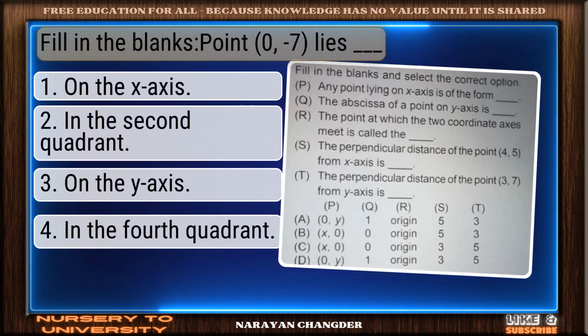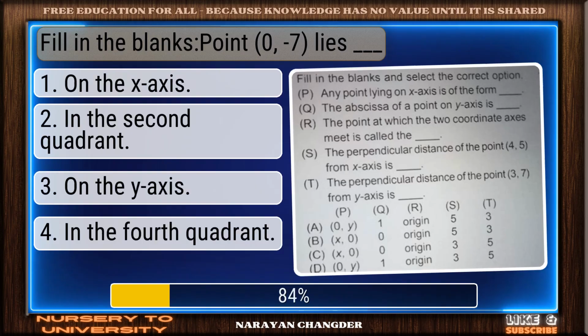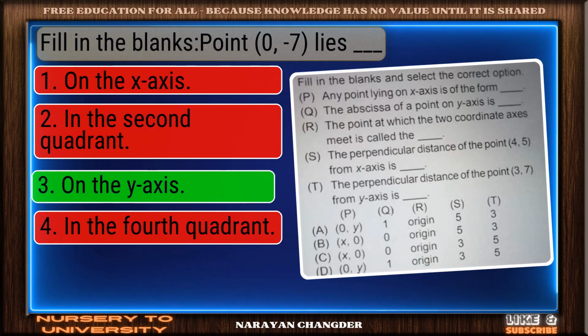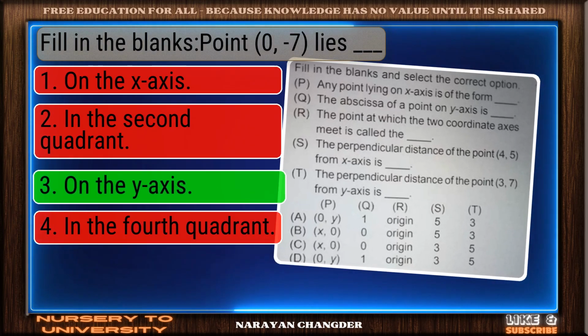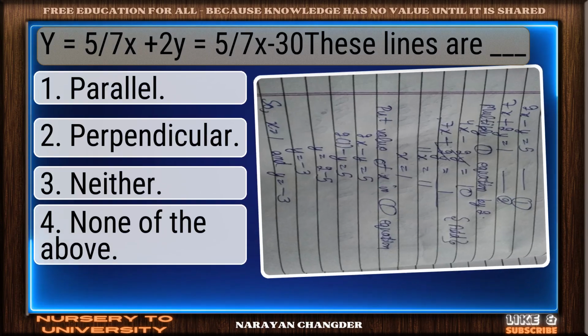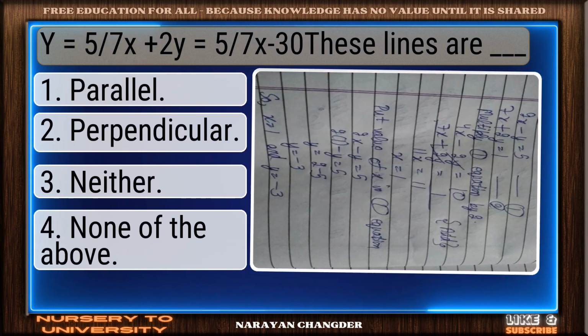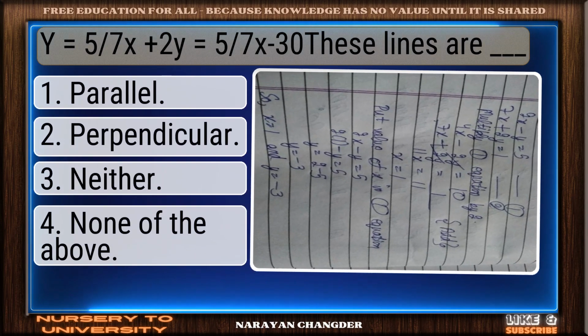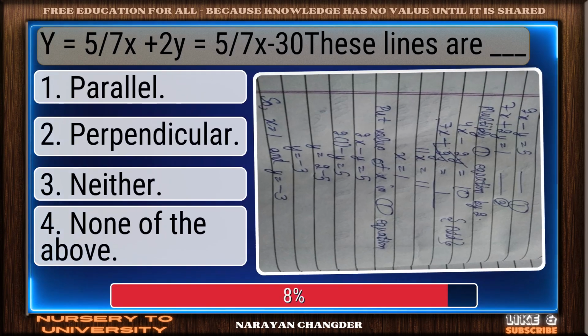Point lies dash. You're right. On the y-axis is the correct answer. Question number 148. 7x plus 2y equal to 5, 7x plus 3y equal to 5. These lines are dash.